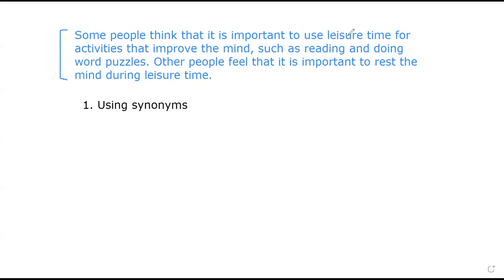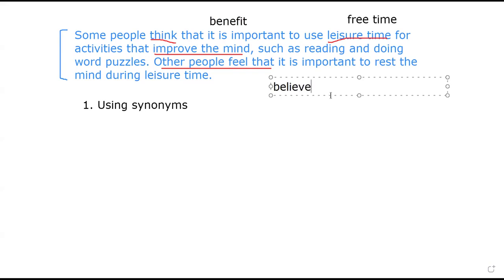For example, let's take, as an example, I mentioned earlier, leisure time. We can change it as free time. Next one, for example, instead of saying improve the mind, we can say benefit the mind. It's also a synonym. Another saying here, it says other people feel that. We can say other people believe. So it's either think or feel. We can change it to a synonym as believe. Important, we can change it as vital. So that's the very easy, basic way you can use synonyms to paraphrase a task.